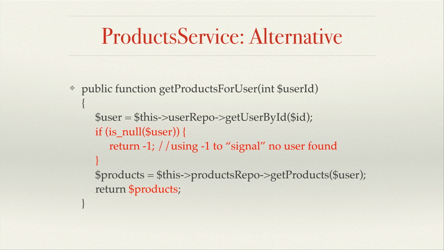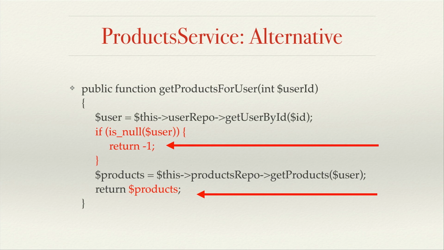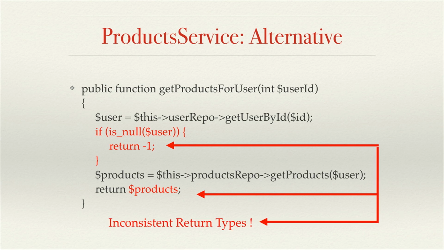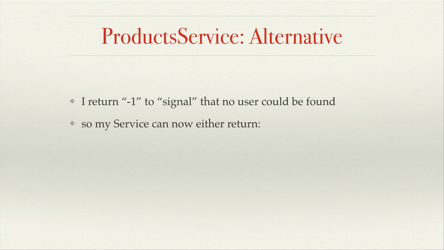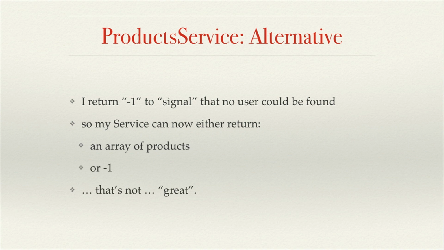And so then it gets fun. It gets really fun because PHP is totally cool with that, right? That I can either return -1 or return an array of products and have inconsistent return types. Now, if you're using a static analyzer, if you're using an IDE, the IDE is going to be like, don't do that. But technically, you can. So I return -1 to signal that the user could not be found. So now my service can either return an array of products or -1. I have those two possible return types. And we're going to see that it's not great. I'm just saying it's not great, but I'm going to try to demonstrate it.